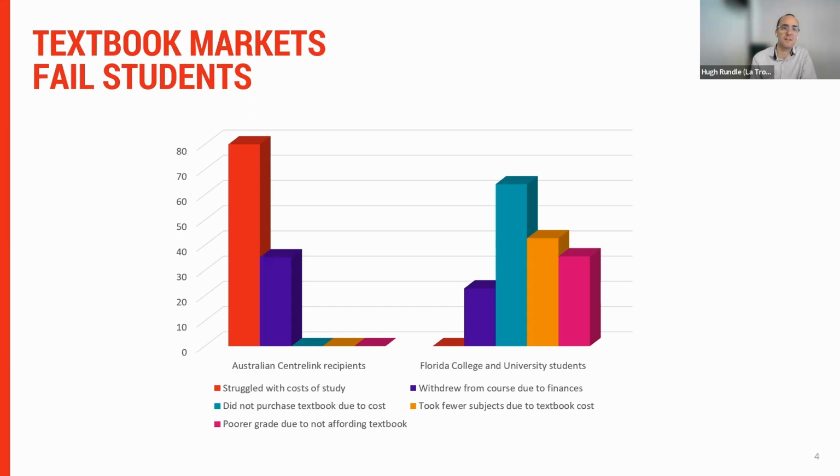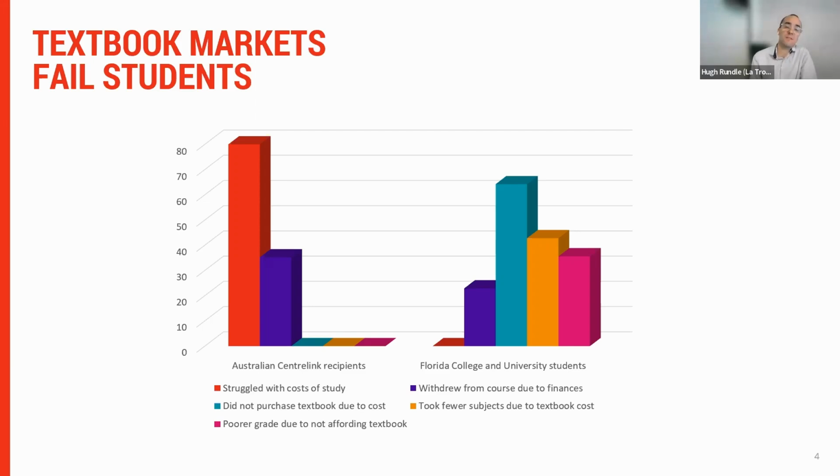And there's a couple of studies just quickly that really highlight how dire this is. So there was a 2019 study of students receiving various Centrelink support payments that showed that more than 80% struggled with costs for essential study items and course fees, and over 35% had to withdraw from studies because of the financial stress. And then on the right, you'll see some numbers from a 2018 survey of more than 21,000 students at colleges and universities in Florida. That found that 64% of students didn't even buy the required textbook.